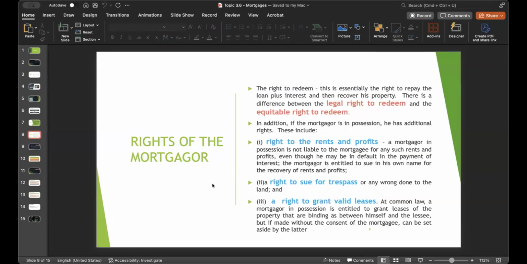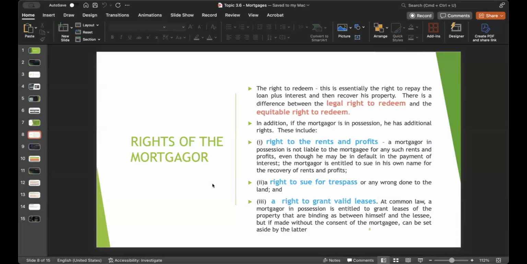So trespassing is illegally entering a person's property without their permission. And the right to sue for trespass is where the mortgagor can sue for someone entering their property without their permission. Right, exactly. In essence, what these rights are saying is that the mortgagor owns all the rights to the property. So the mortgagor could bring claims in court in relation to the property.